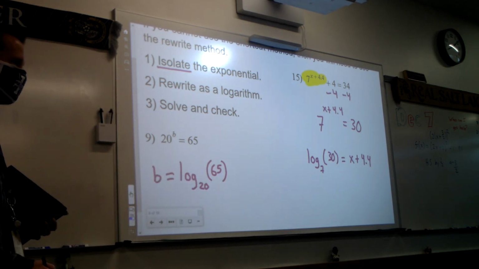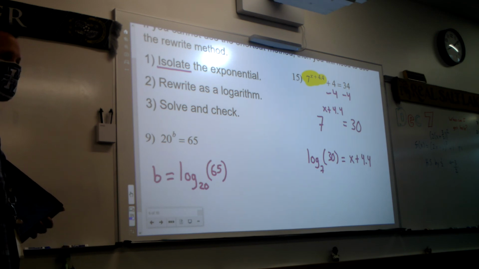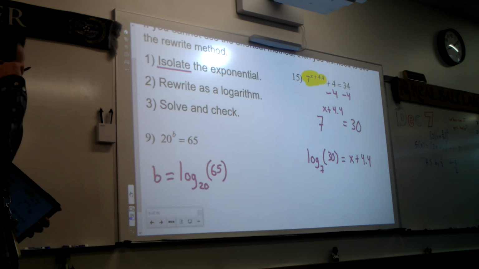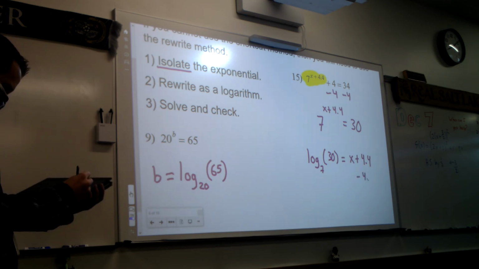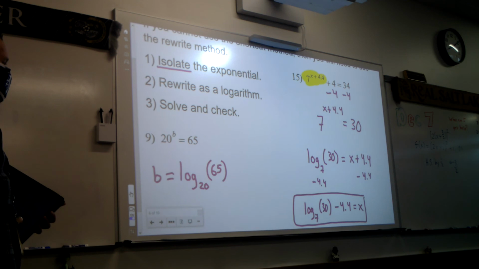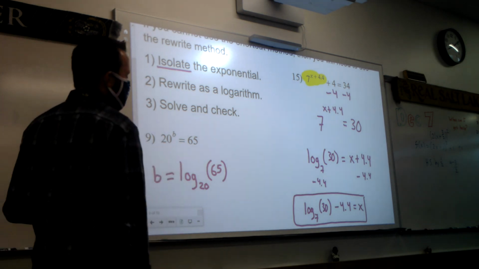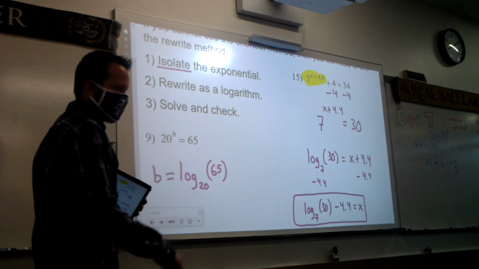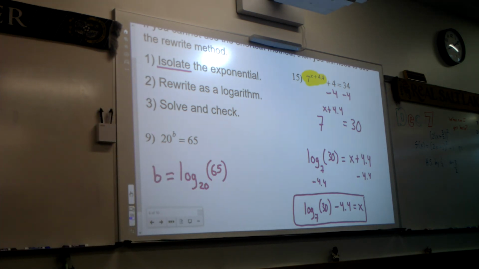What do I just have to do? I want to get x alone. How do I do that? There we go. So I'm going to minus 4 on both sides. So I'm going to get log base 7 of 30, and then after I find that, I'm going to take off 4. That's going to be equal to x. Now that's the exact answer. If you wanted a decimal approximation, you do math up, and then you'd solve it from there. Okay? Cool, cool, cool. That's how you do the rewrite method.